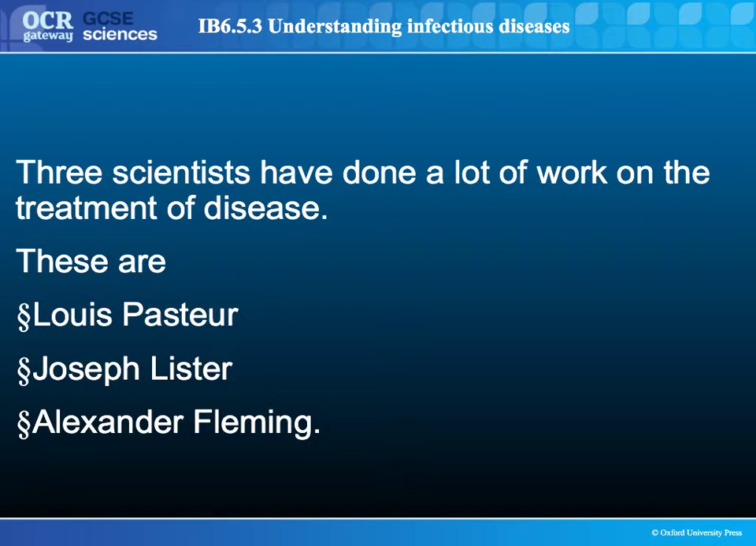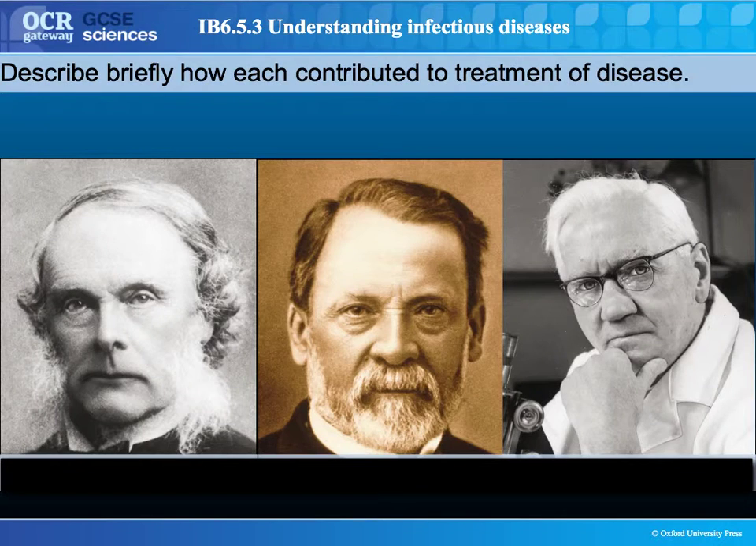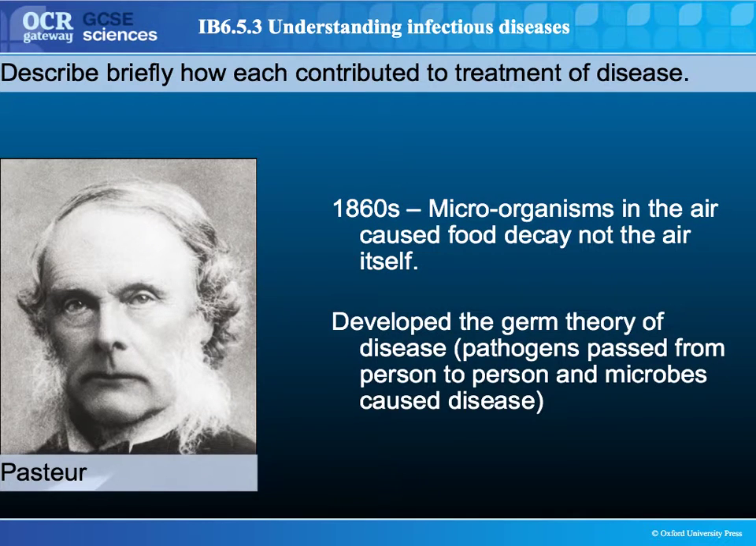Now, there are three scientists that you need to know about who started to change the understanding of infectious disease, and these are Louis Pasteur, Joseph Lister and Alexander Fleming. So these are photographs of these three scientists. We've got Alexander Fleming, Louis Pasteur and Joseph Lister. And first of all, we will look at the contribution of Louis Pasteur.